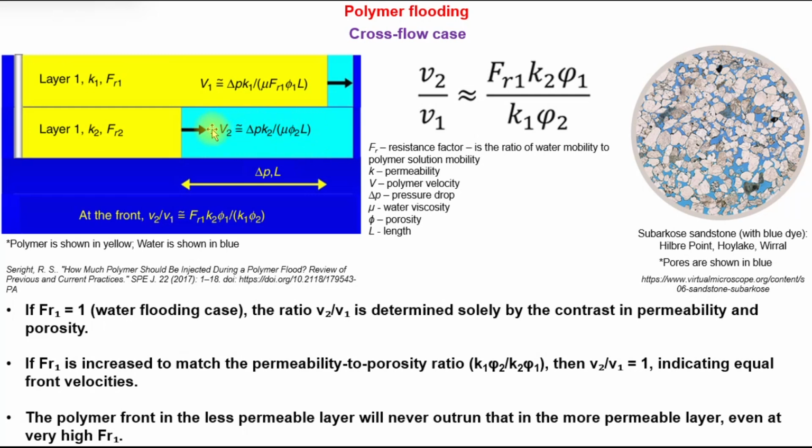And obviously, this velocity V2 will be equal to the velocity of the polymer front in the lower layer. This is because by injecting polymer, we are pushing water out of the layer, and the water flow velocity will be equal to the velocity at which the polymer front moves in behind it.